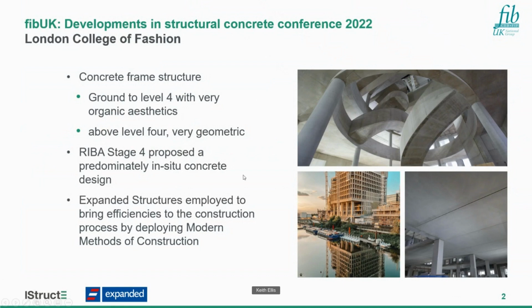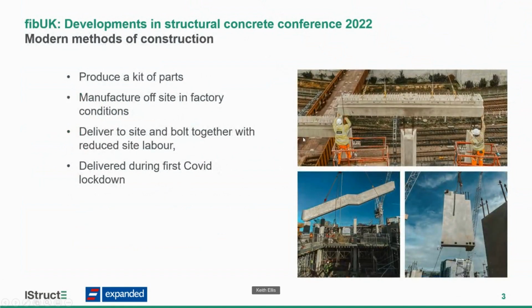At RIBA stage 4, predominantly it was an in situ design. There were elements of precast in there, but obviously Expanded were employed to bring efficiencies to the construction process by deploying modern methods of construction. As Rob said, we like working with kits of parts. We manufacture them off-site in factory conditions. We can deliver them to site, bolt them together fairly quickly, and with a reduced workforce.